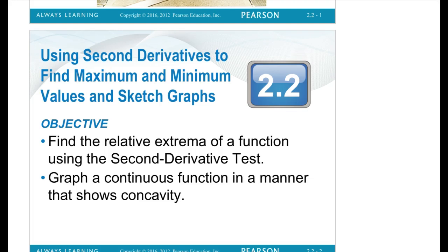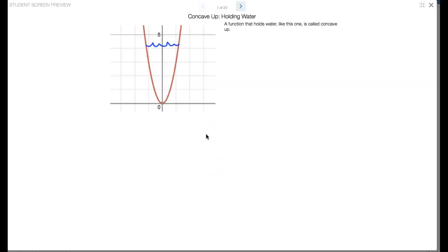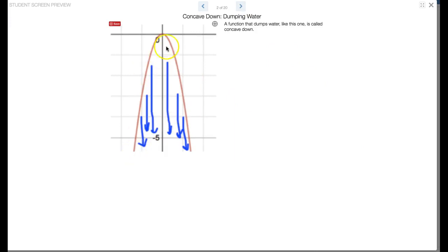To do that, I want to show you some pictures here. What we do in chapter 2.2 is talk about concavity. We ask if a graph is concave up or concave down. Here's a picture of a graph that we would say is concave up. An analogy we use: does the graph hold water? This is concave up compared to this graph here, which is concave down. So important words we're going to talk about are concave up and concave down.